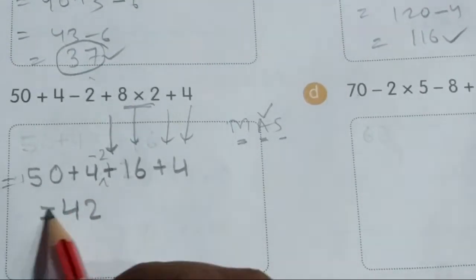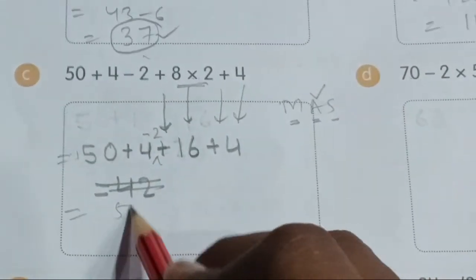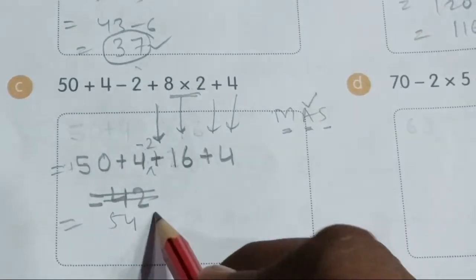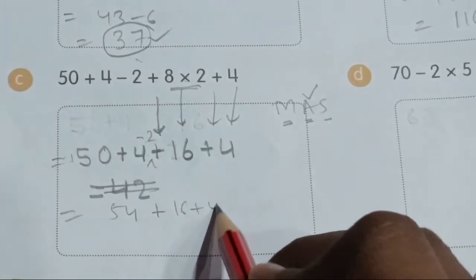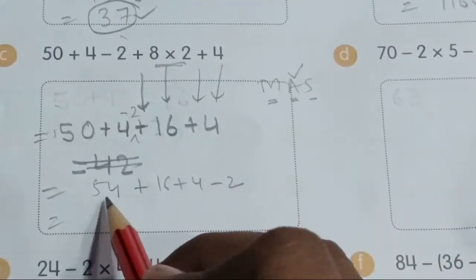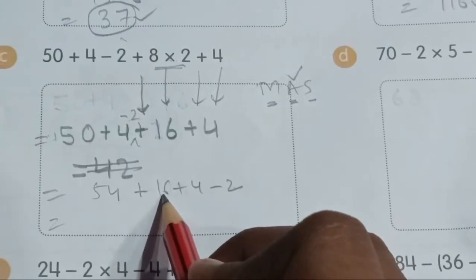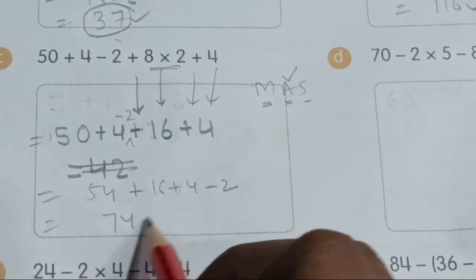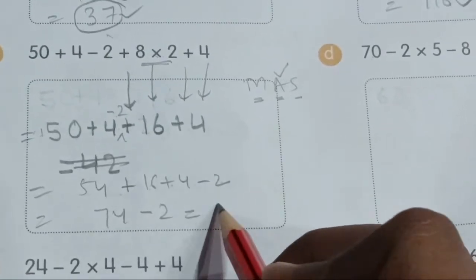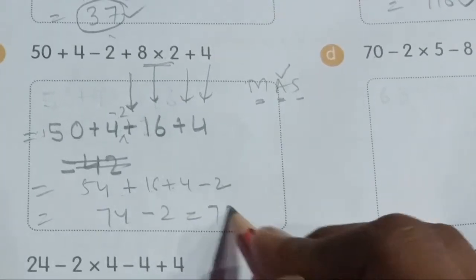Okay. So the numbers we got, 50 plus 4, 54, minus 2. We will write the minus 2 in the last, because the numbers which have plus sign, we will write them together. And 2 is written in the last. 54 plus 16, how much? 70, I think. 70 plus 4, 74. 74 minus 2. If we subtract 2 from 74, we will get 72. This is the right answer.